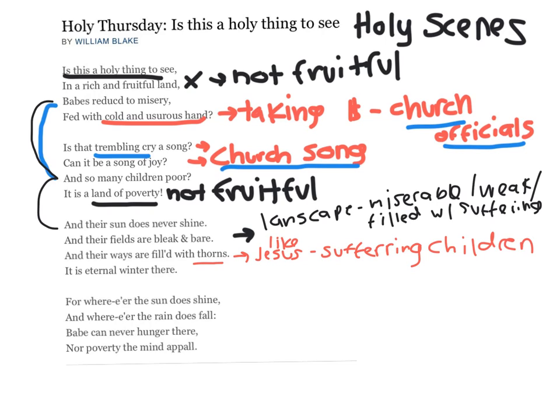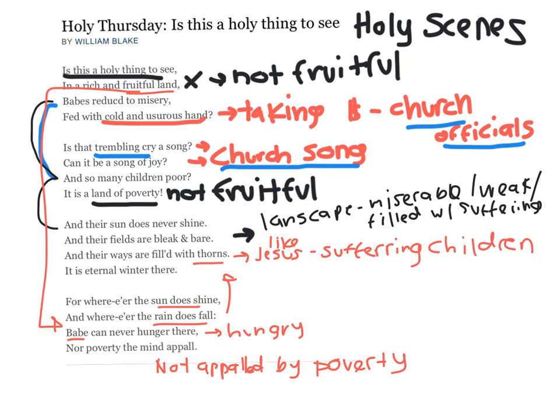And in this last stanza, it's talking about where the sun does shine and where the rain does fall, or a fruitful landscape, unlike the one that we mentioned before. And that these babes who are miserable and in a land of poverty can never hunger there or go there. And also, this hunger can refer to the fact that they are indeed hungry, again referring back to their misery. And we also talked about how there are these minds, and that these minds are not appalled by poverty. And we asked ourselves who these minds refer to.